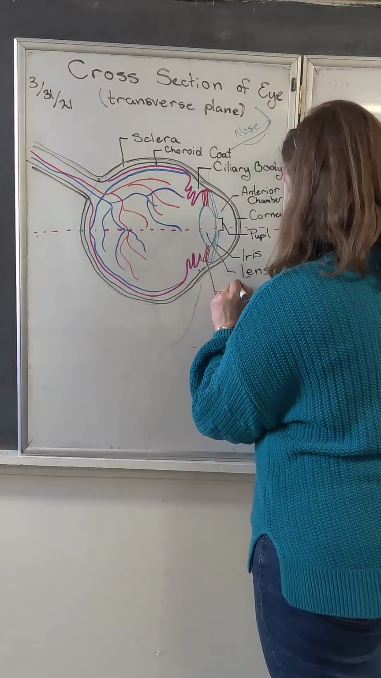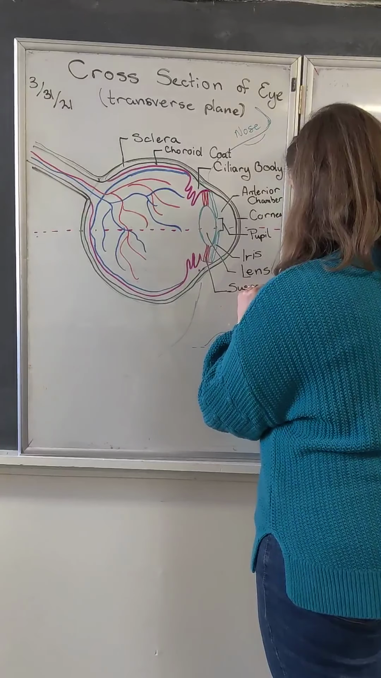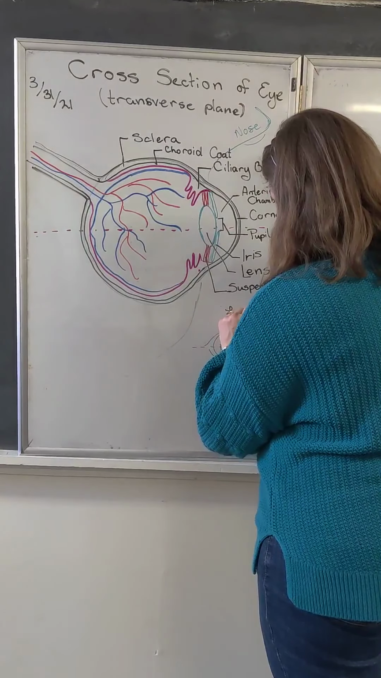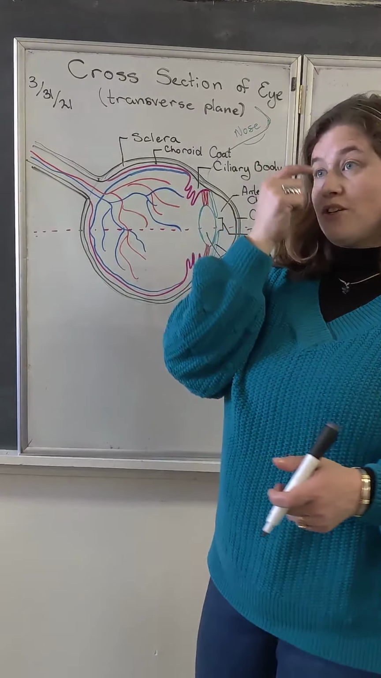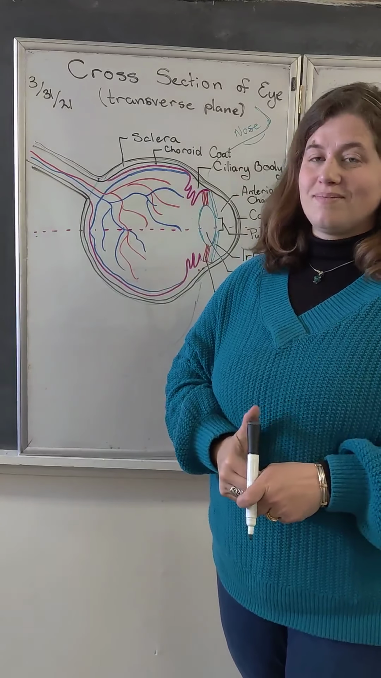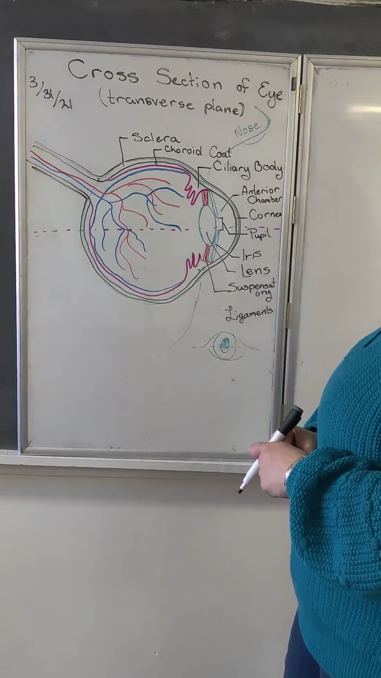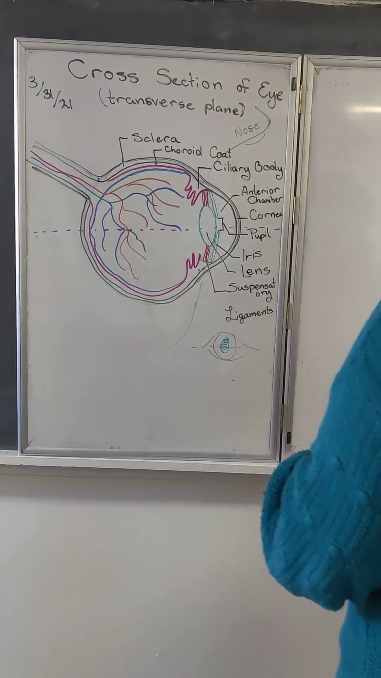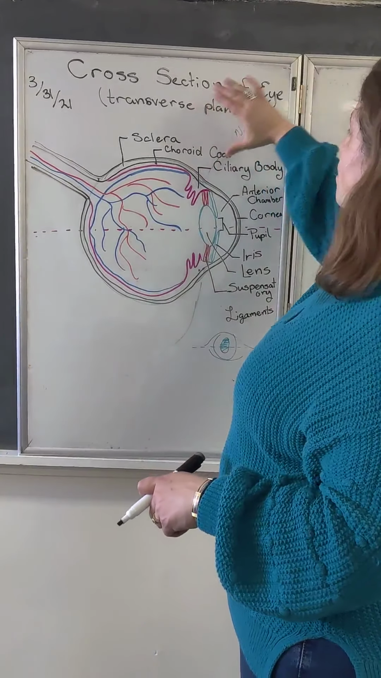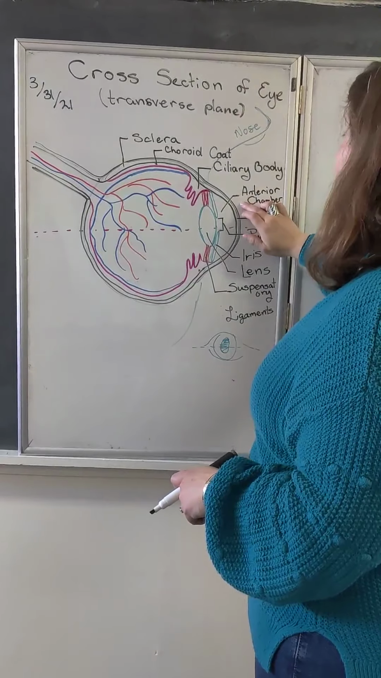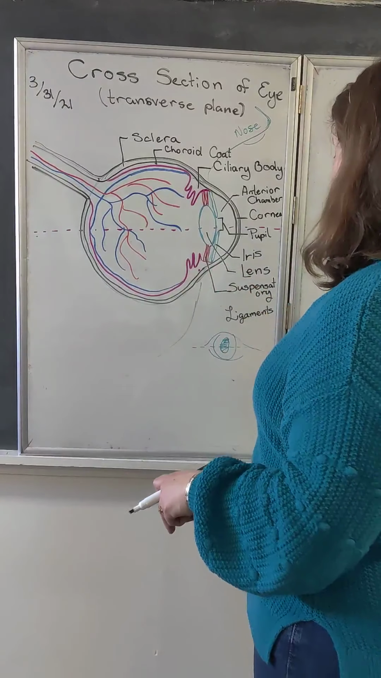And then down here, these are the suspensatory ligaments. You have ligaments in your eyeball? They're all the way around your lens, and they hold your lens in place. Okay, so we've got the sclera coat, the choroid coat, the ciliary body, the anterior chamber, not the aqueous humor, the cornea, the pupil, the iris, the lens, the suspensatory ligaments.